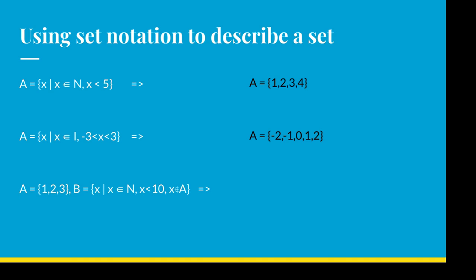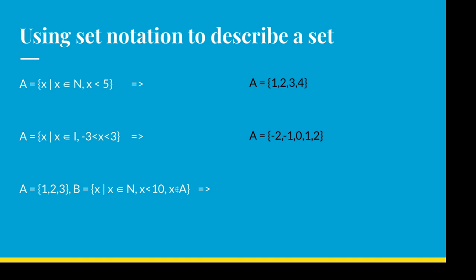Okay, so what about this one? We have a set A, 1, 2, 3, and then we have a set B. How is that set B defined? All natural numbers less than 10 that aren't in A. Yes, exactly. Can everybody else see that?